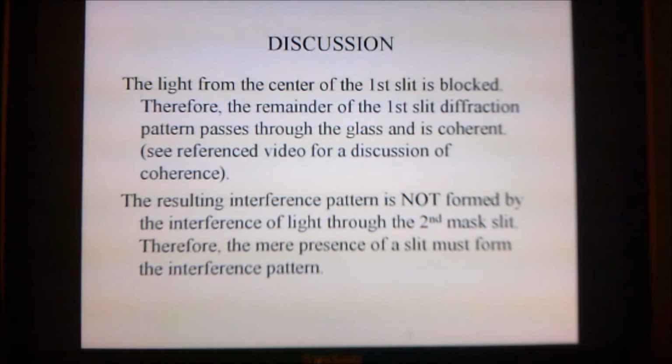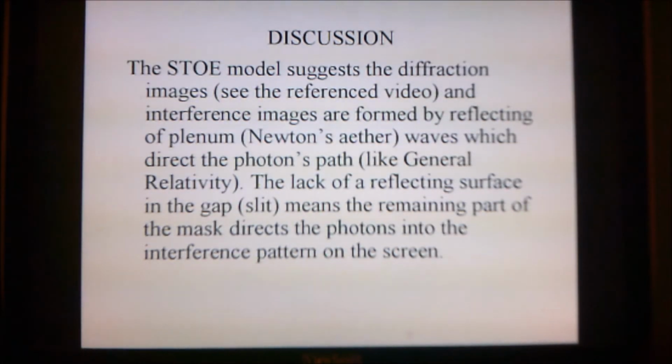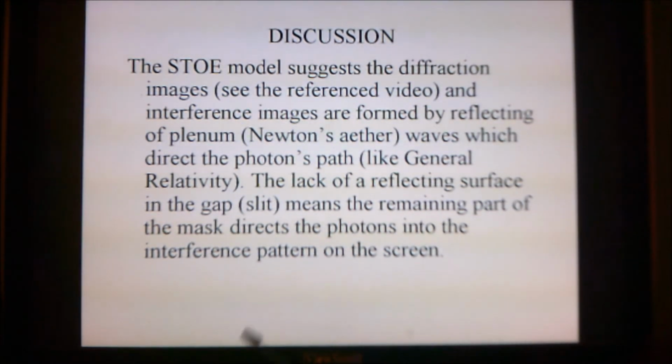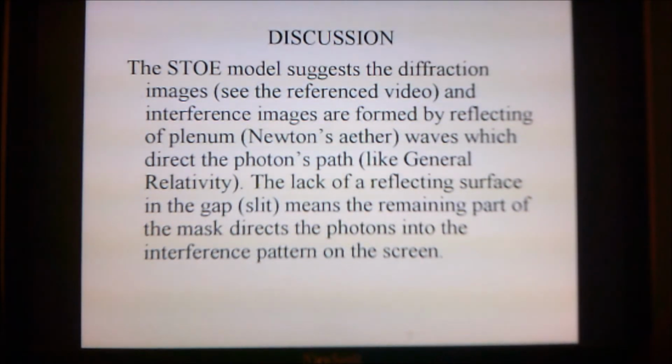Now, traditional science cannot explain this, and wave models of light don't explain this. The Stowe model suggests the diffraction images, you can see the reference video, and the interference images are formed by reflecting the plenum waves, which direct the photon's path, just like in general relativity. The lack of a reflecting surface in the gap means the remaining part of the mask directs the photons onto the interference pattern on the screen.